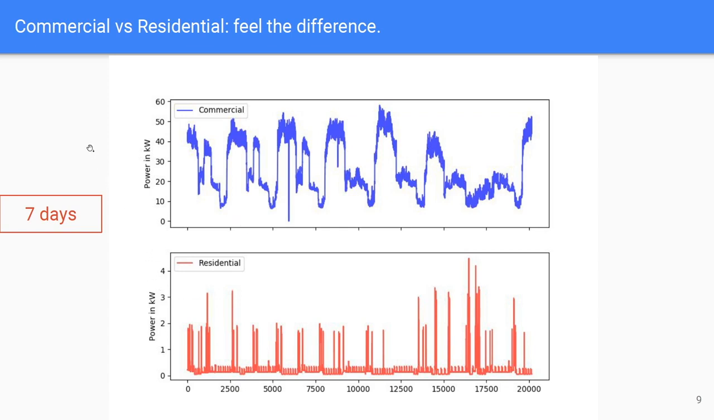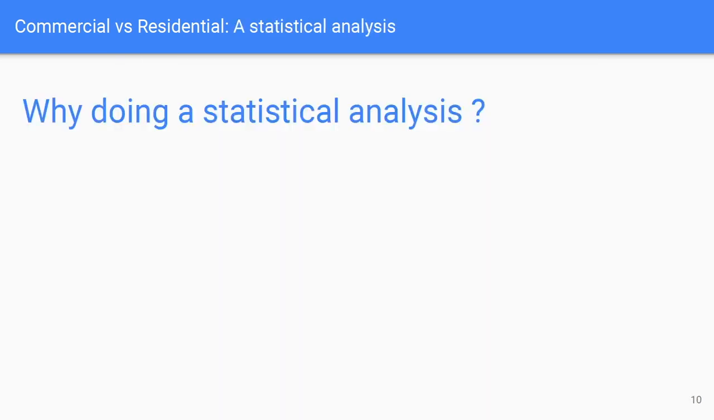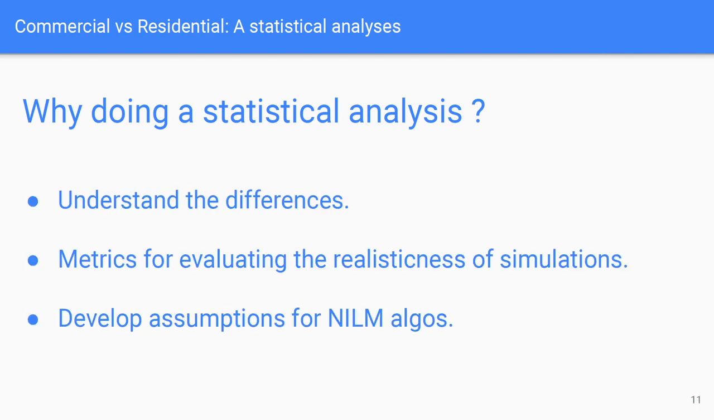So in the first part of this talk, we will quantify those feelings with statistical analysis. So why do a statistical analysis? There are three main reasons. The first one is understanding the differences, as we have just done with feelings. The second one is designing metrics for evaluating the realisticness of simulations.